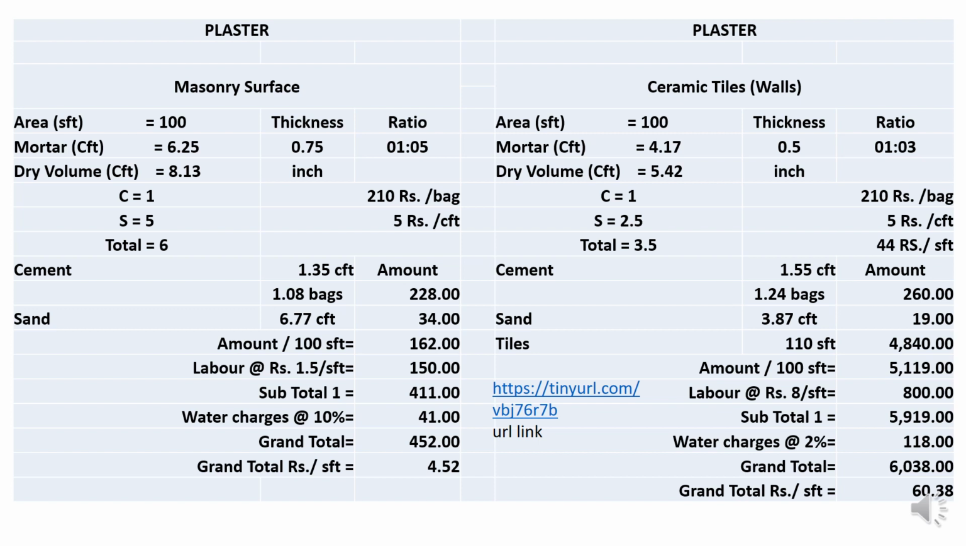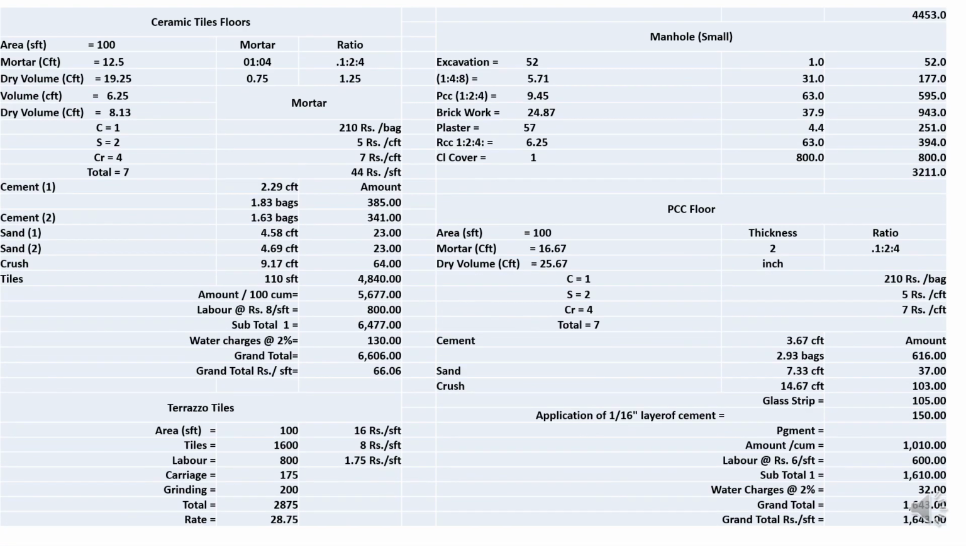Labor at the rate of 8 rupees per square feet will be 800 rupees. So total will be 5919. Water charges 2%, 118. The total will be 6038. Grand total per square feet will be 60.38. You can download this entire cost analysis sheet from this link. Same way the ceramic tile flooring, manual costings and everything is worked out in these sheets. Okay.